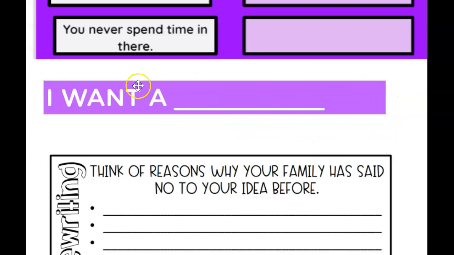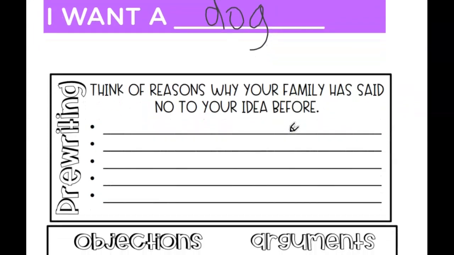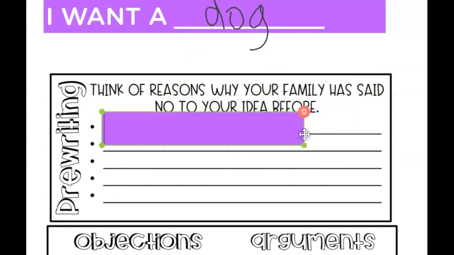You can also add a picture if you want. I want you to write it up here at the top. So what I want to convince my parents to let me have would be a dog. And you write whatever you want. We have a couple of parts that we're going to work on to convince our parents. So first we have to think of reasons why your family has said no to your idea before. And you can even ask them and see what they say if they say no.